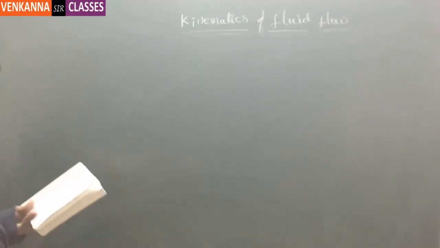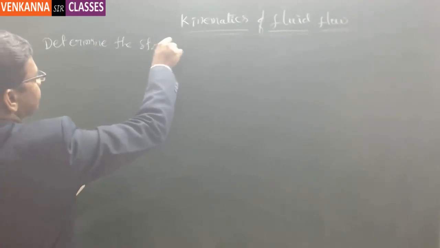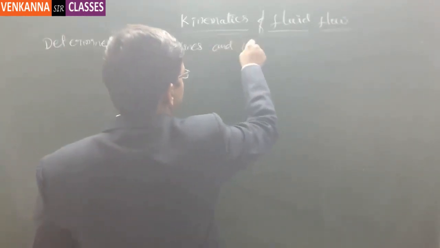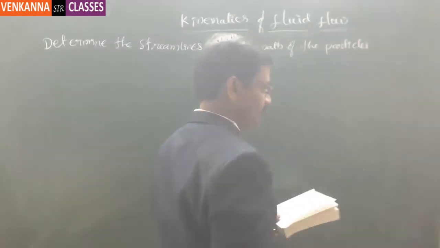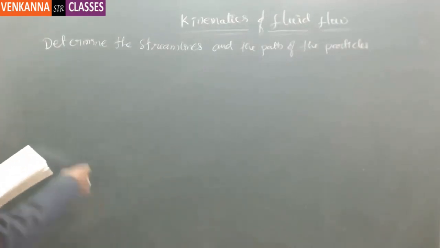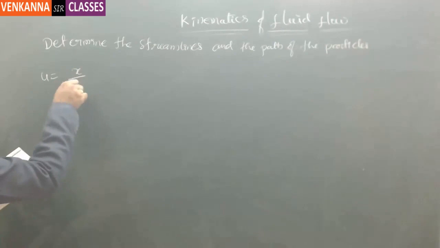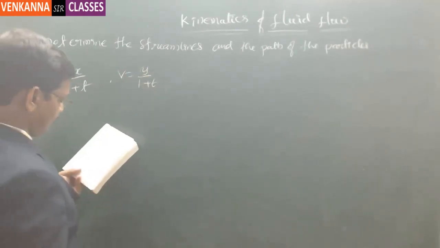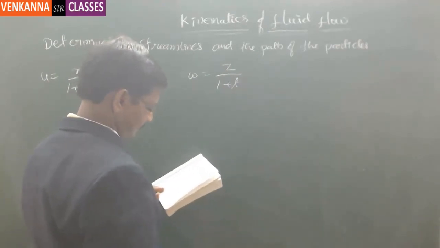Okay. Note down one more. Determine the streamlines and the path of the particles, where u is equal to x by 1 plus t, v is equal to y by 1 plus t, w is equal to z by 1 plus t. Can you solve this?